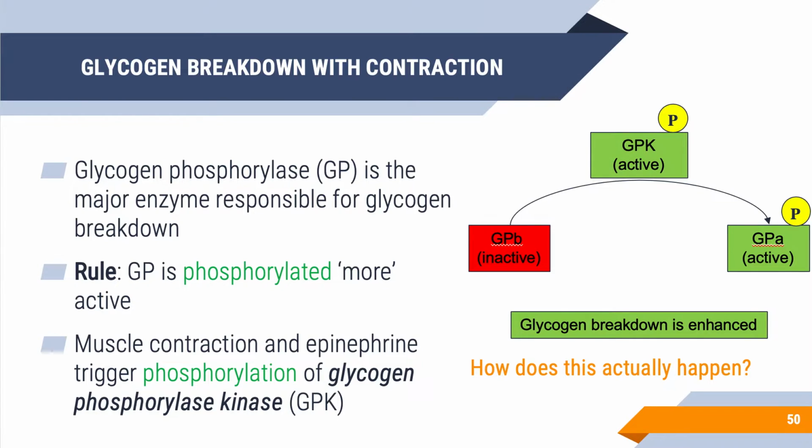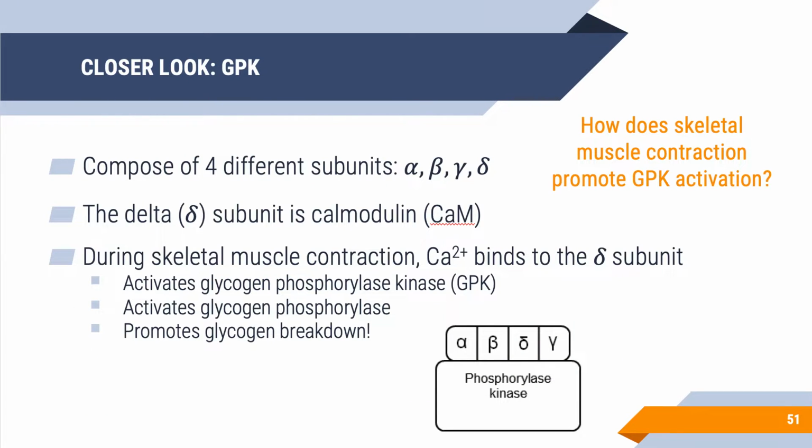Moreover, muscle contraction, so increases in calcium levels, as well as epinephrine, can trigger the phosphorylation of glycogen phosphorylase kinase, meaning that it's even more active, promoting glycogen breakdown in order to make glucose and making that glucose break down further into ATP. So how does this actually happen? When we take a closer look at glycogen phosphorylase kinase, what we see is that it's comprised of 4 subunits: an alpha, a beta, a gamma, and a delta subunit.